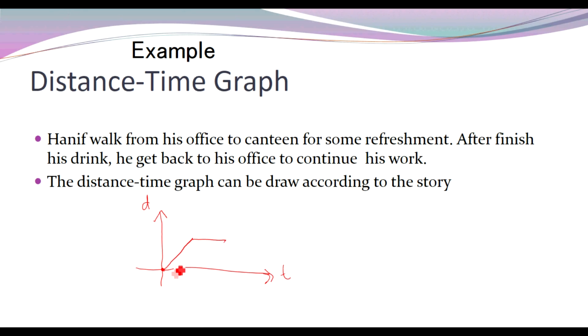You see that the office is at 0, 0 just now, right? The distance is 0, that means he must go back to distance 0, so he goes back here. You see this decreasing line represents that turning back. When you calculate the gradient, it will be a negative value representing the journey of returning back. So this is the graph according to the story.